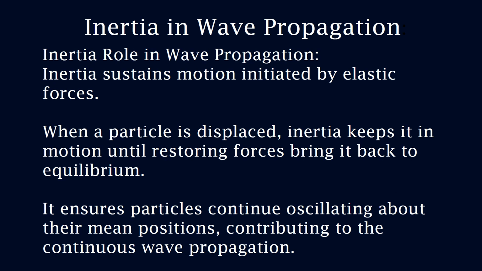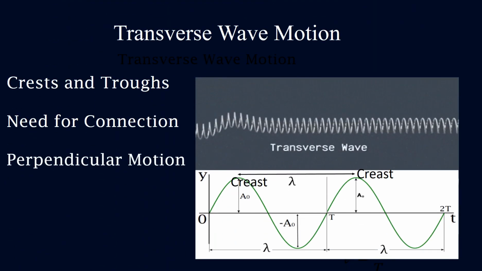Inertia is defined as the resistance of an object to changes in its state of motion. For a particle or a segment of a medium, inertia reflects its tendency to maintain its current state of motion. Inertia plays a vital role in sustaining the motion initiated by elastic forces. When a particle is displaced from its equilibrium position, its inertia keeps it in motion until the restoring force brings it back to equilibrium. Inertia ensures that the particles continue oscillating about their mean positions, contributing to the continuous propagation of the wave.